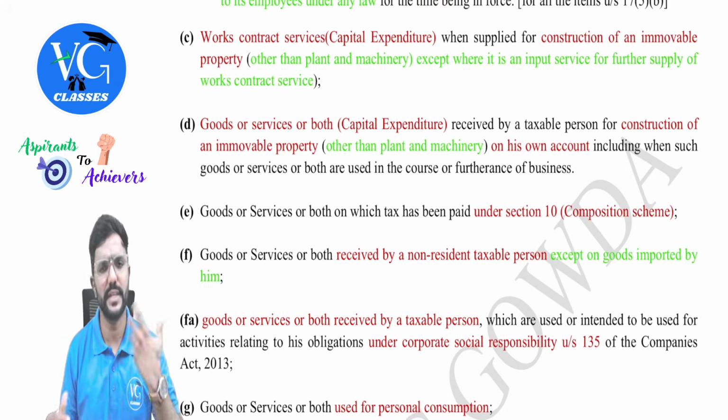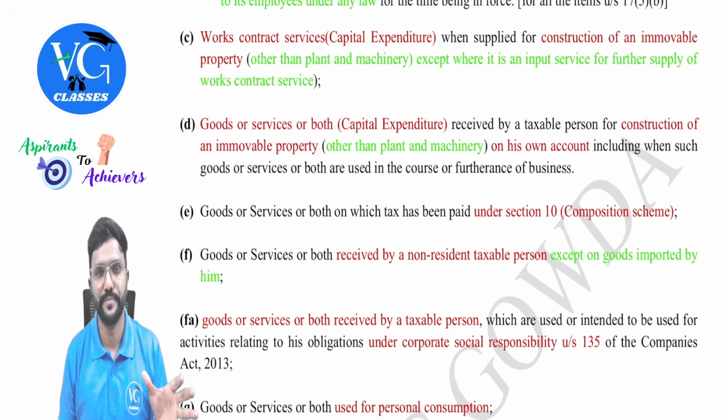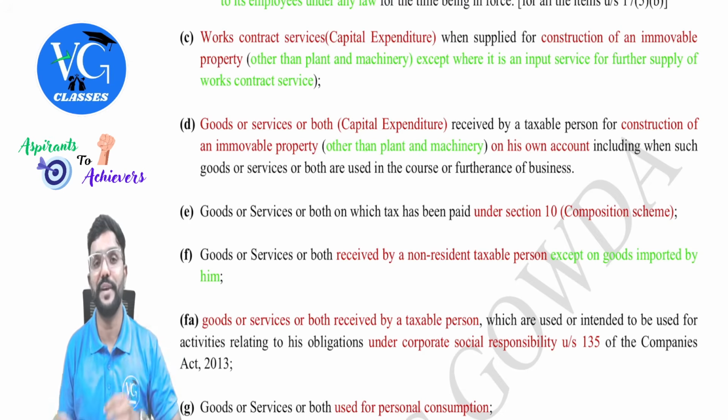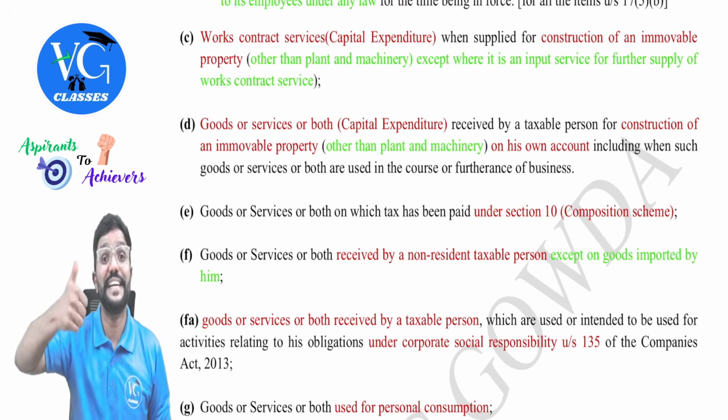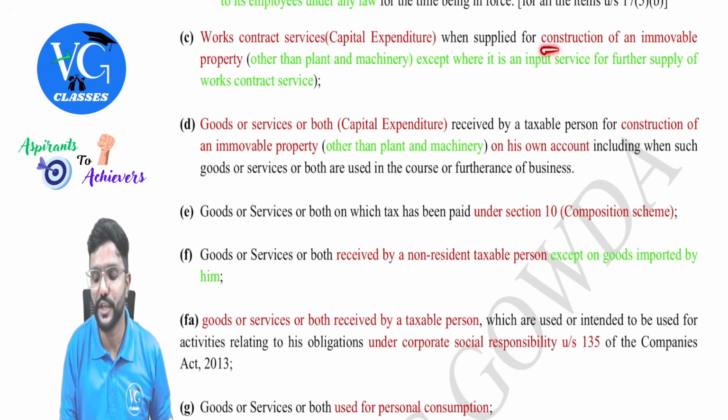Works contract services, which is nothing but construction services, which is treated as capital expenditure, credit is blocked. Sir, what if it is treated as revenue expenditure? What if it is debited to P&L account? Credit is available. So normally works contract services, which is used for construction of immobile property, we treat it as capital expenditure.